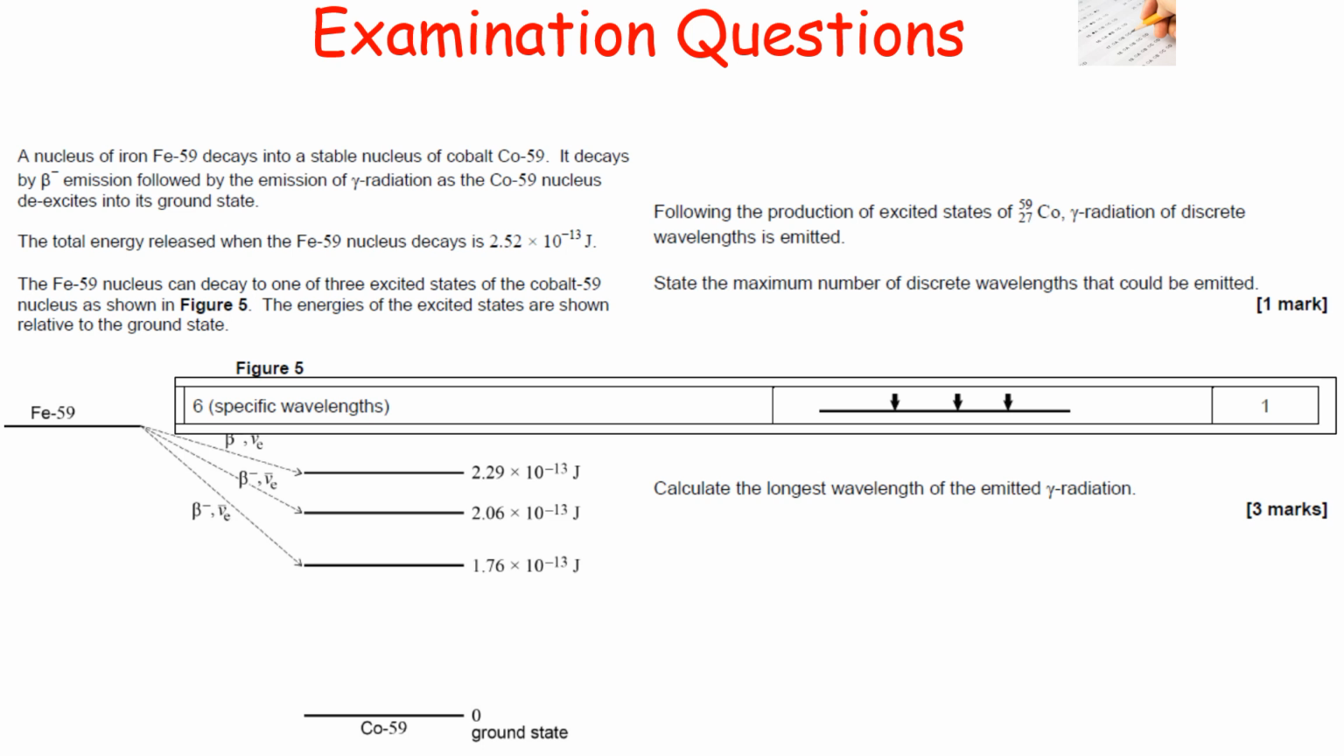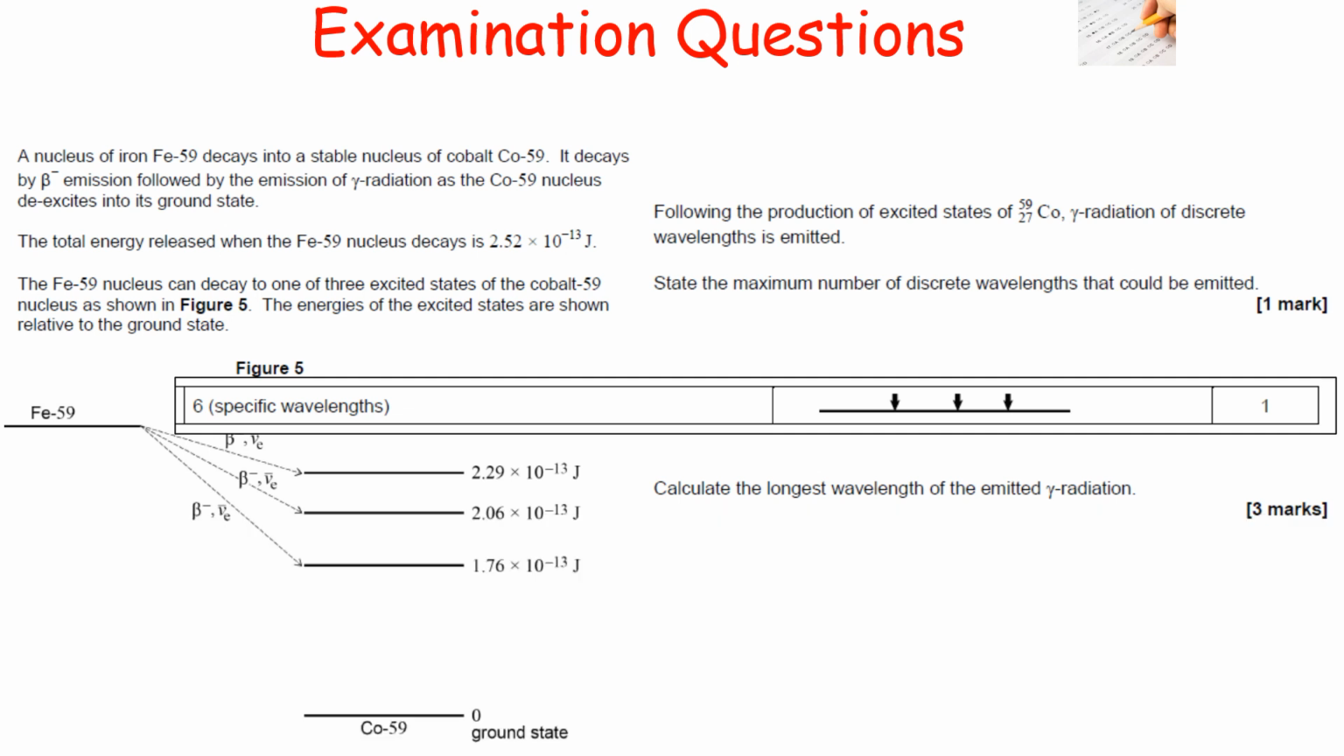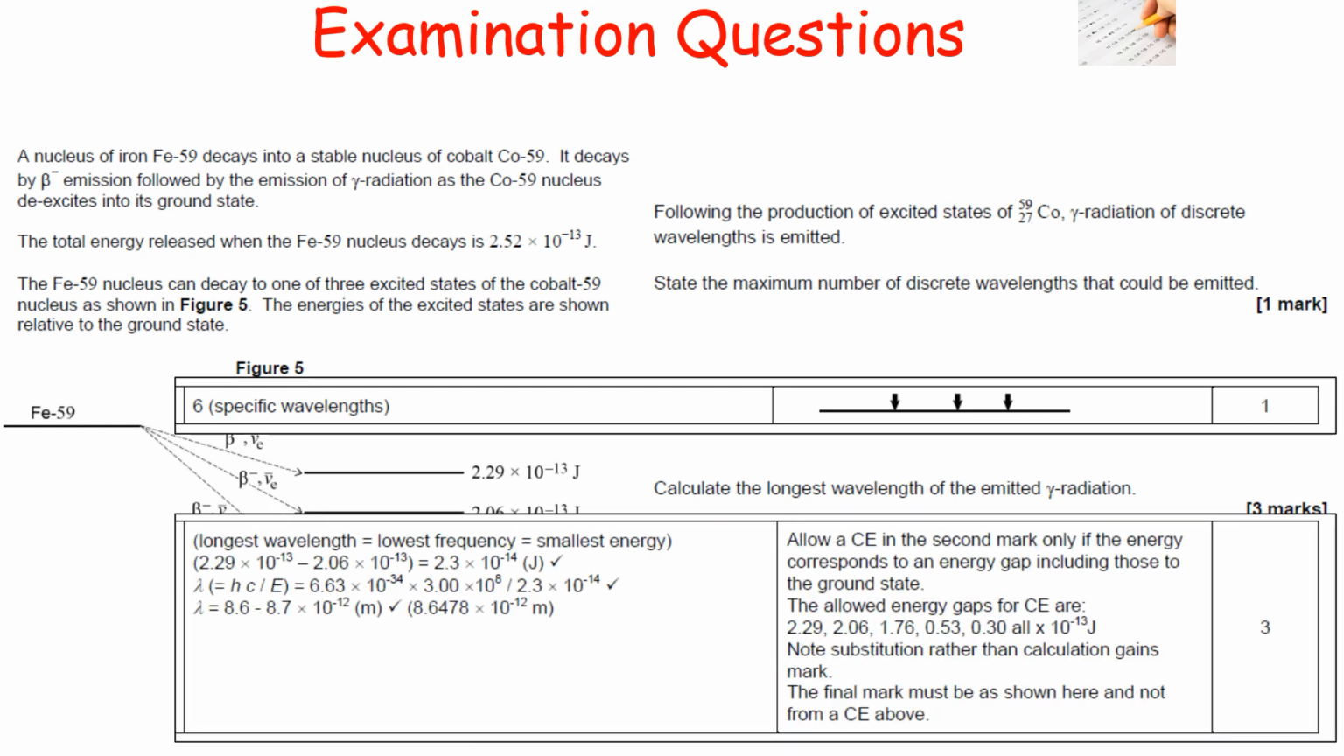Now calculate the longest wavelength. It's important that you remember that c is equal to f lambda. This tells us that the longest wavelength is linked to the lowest frequency, because when wavelength goes up, frequency goes down, and frequency links to energy. So the smallest energy is going to be the lowest frequency, so therefore the longest wavelength. So you would work out the smallest difference, which is from 2.29 to 2.06. That's the smallest difference you can get between any of the values, times 10 to the minus 13 joules.